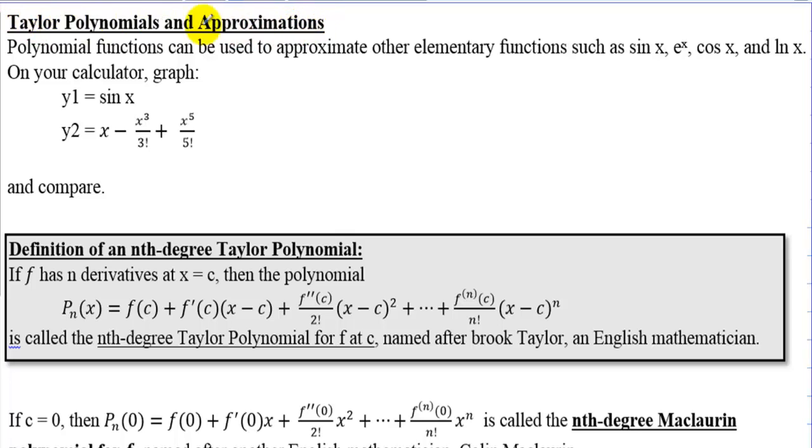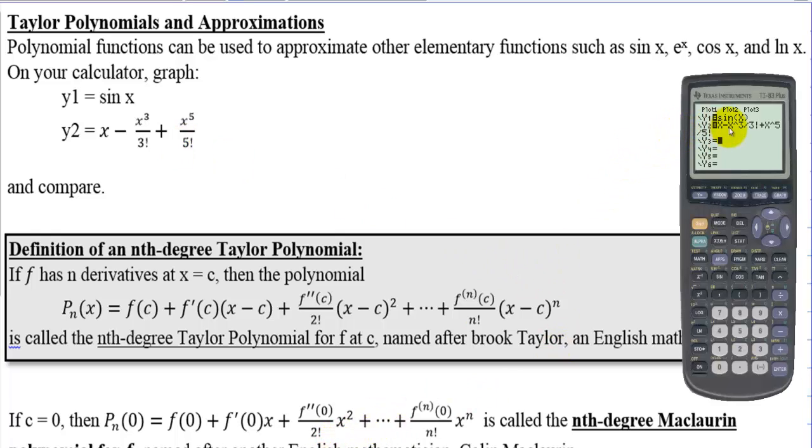Taylor polynomials and approximations. Polynomial functions can be used to approximate other elementary functions such as sine of x, e to the x, cosine of x, and natural log of x. On your calculator, graph sine of x in y1 and its polynomial approximation x minus x to the third over 3 factorial plus x to the fifth over 5 factorial. I've already entered these two into the calculator, and you can find the factorial button by going to the math menu, over to probability, and then it's number 4.